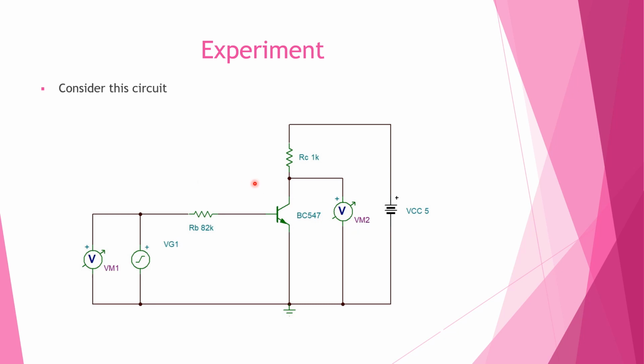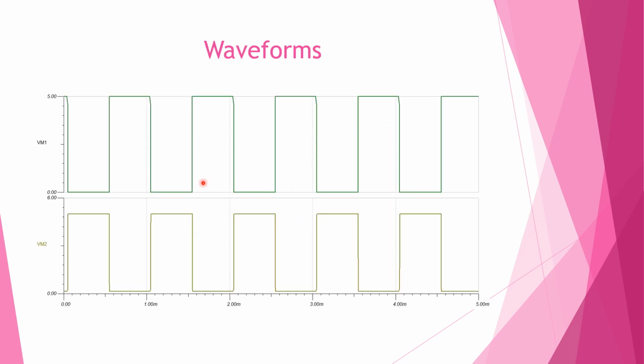So consider this circuit. We are doing an experiment here. This is a circuit simulator, TINA. This is a voltmeter here, and this is a voltage generator, a pulse generator which varies from 0 to 5 volts, and it's connected to the same circuit, that is RB 82K and RC 1K. Here we have connected voltmeters VM1 and VM2, and while simulating we get the VM1 and VM2 waveforms on the oscilloscope in the simulator.